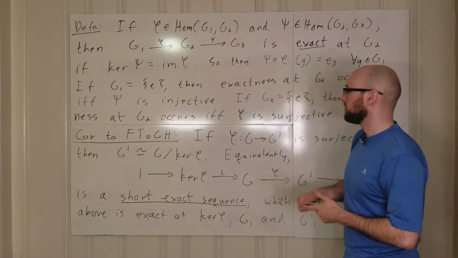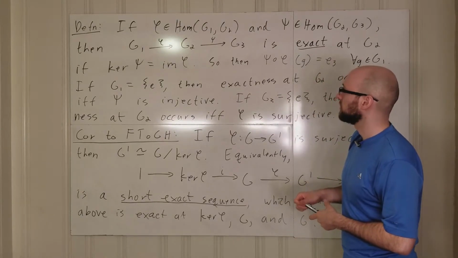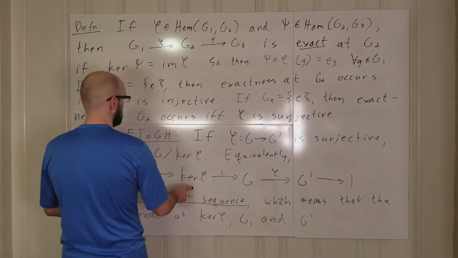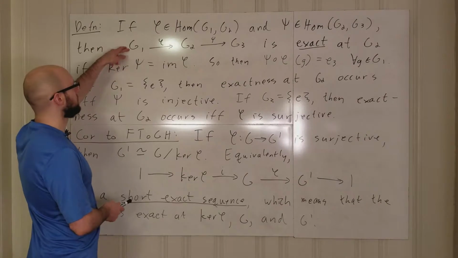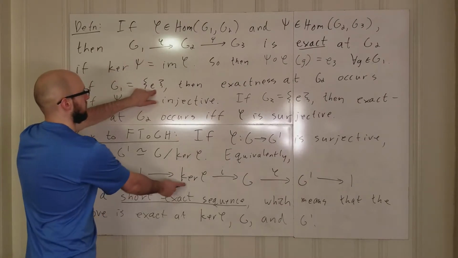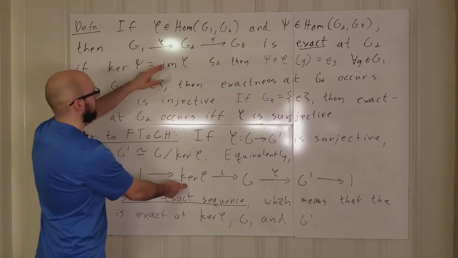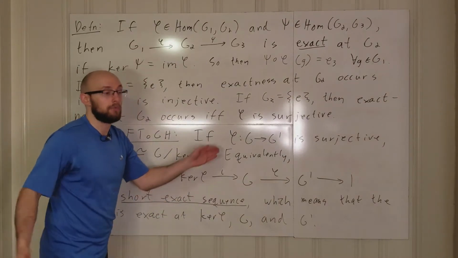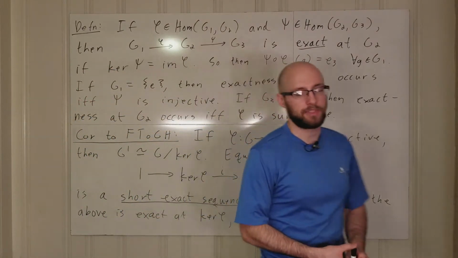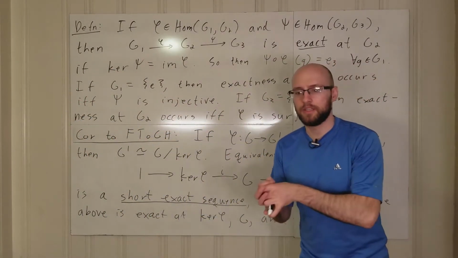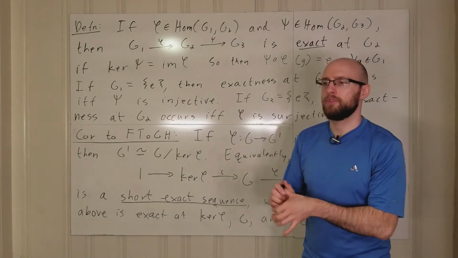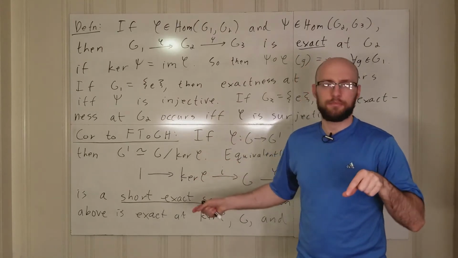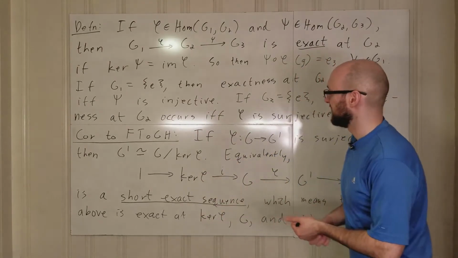But let's actually do a sanity check. So let's look at everything that we've said so far. So exactness at the kernel of phi. We know when G1 is E, then exactness here occurs if and only if that map is injective. So the inclusion map needs to be injective. Well, the inclusion map is injective because it maps everything to itself, and it will not map two different things to the same thing because two different things aren't the same themselves. So that's why that holds.